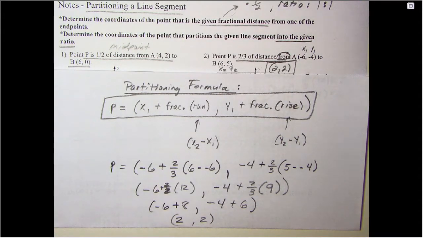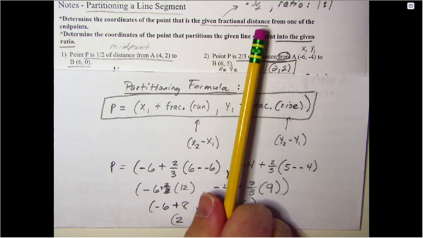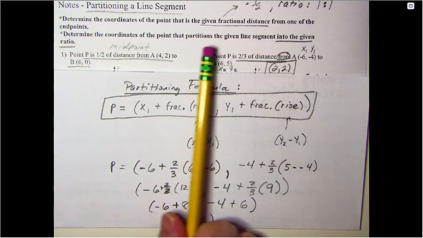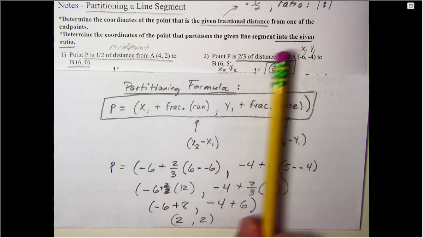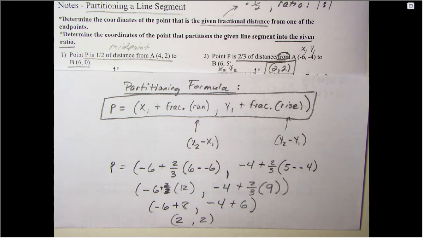Partitioning a line segment, we're splitting it up into parts. We're going to be using this formula to determine the location. So we're often just trying to find, well, what's the location that splits this line into a given distance, or determine the location of a point that splits the line into a given ratio. That's what I need to explain next.